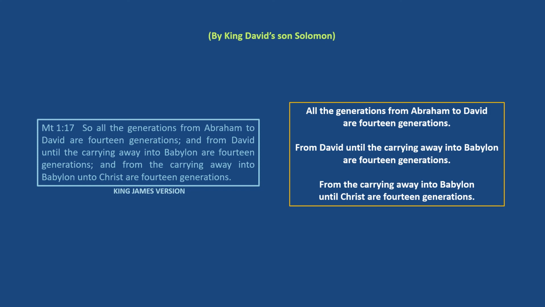All the generations from Abraham to David are 14 generations. From David until the carrying away into Babylon are 14 generations. From the carrying away into Babylon until Christ are 14 generations.